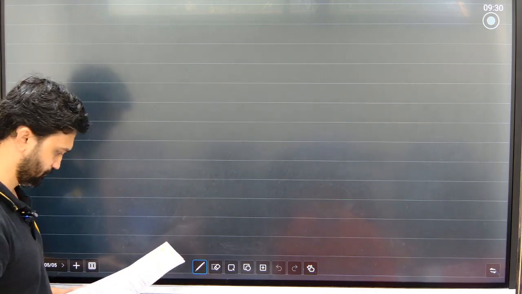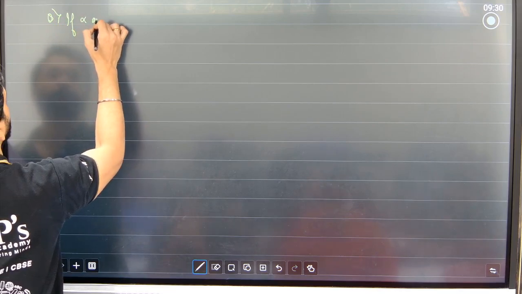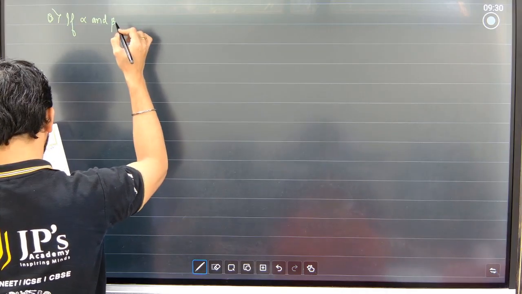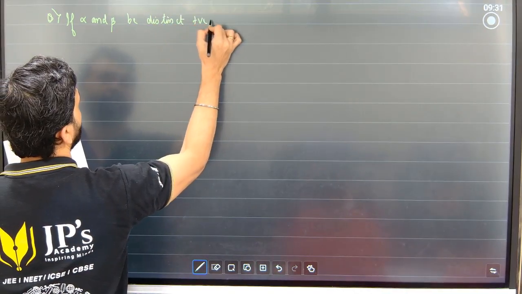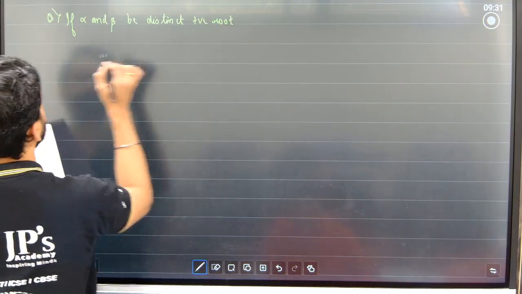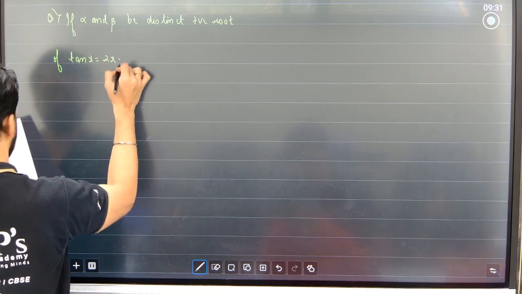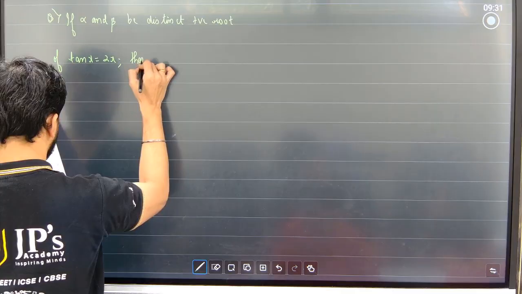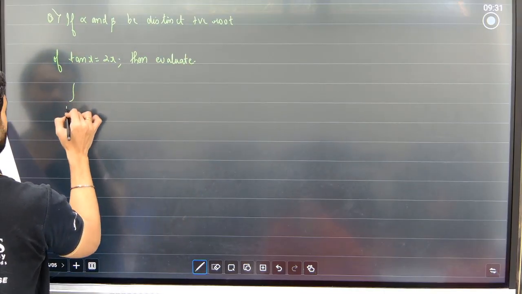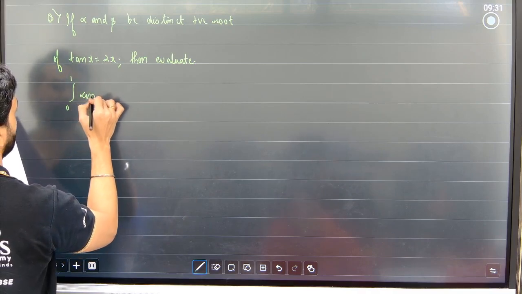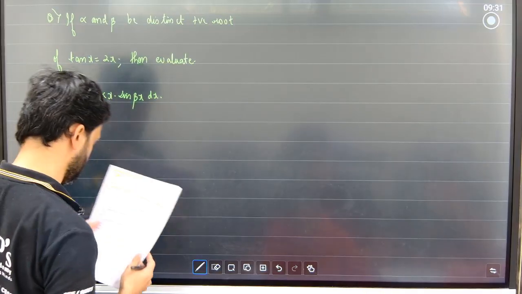Now, if alpha and beta be distinct positive roots of tan x is equal to 2x, then evaluate the integral from 0 to 1 of sin alpha x into sin beta x dx.